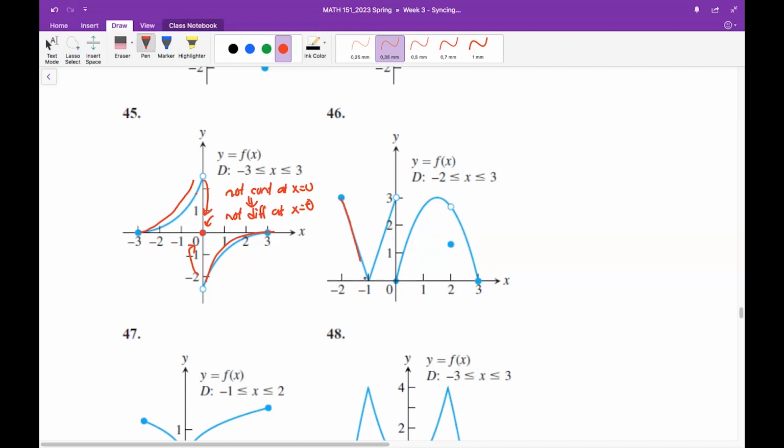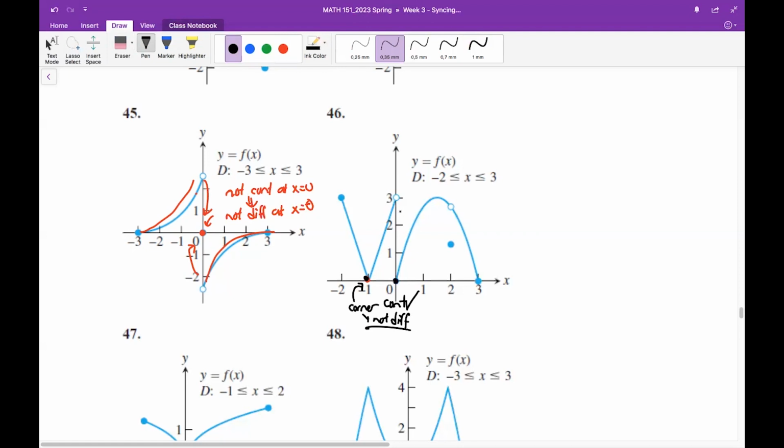Okay, look at the next one. Starting from here, you see I draw without lifting my hand. So there is no problem about continuity. But at this point, what do we have? We have a corner. If there is a corner, then your function is not differentiable there. But is it continuous here? Yes. There are no jumps or breaks in the graph. So it is continuous, but not differentiable at this point.